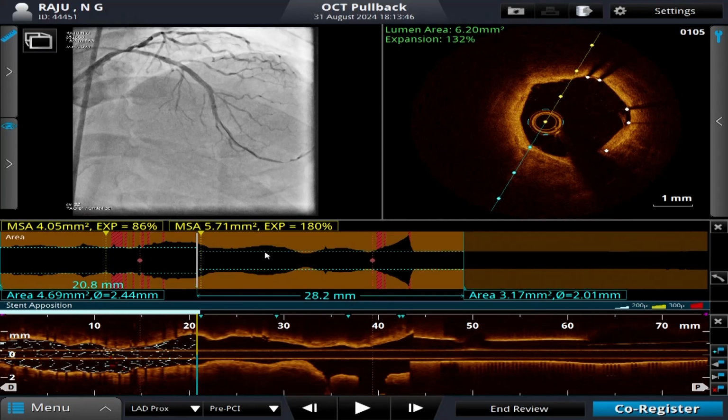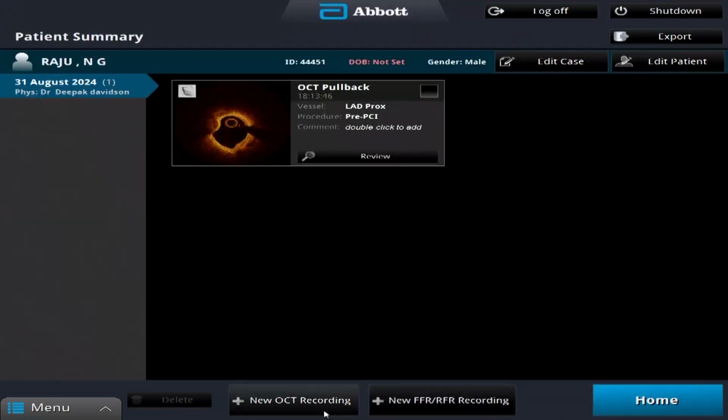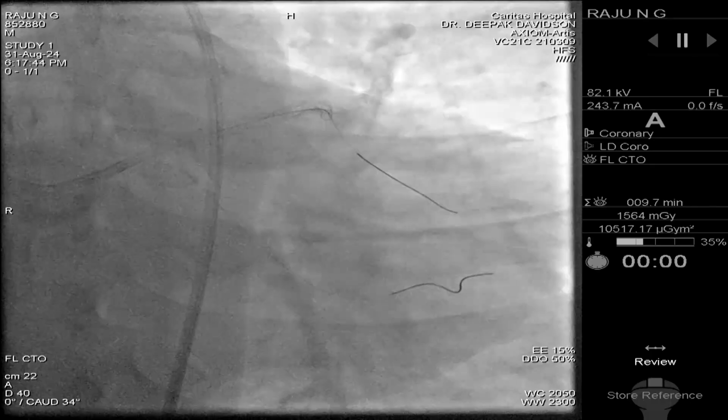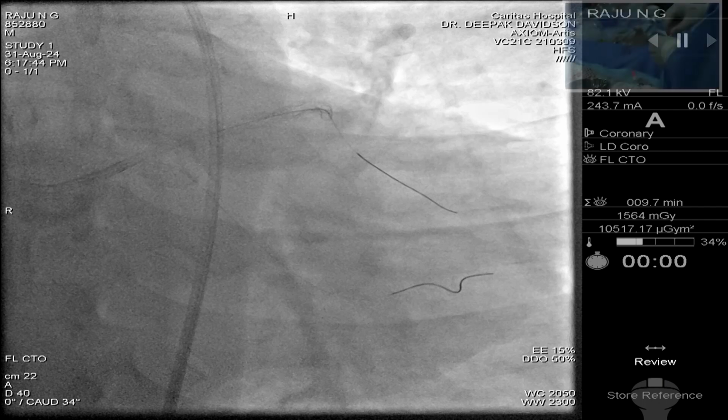So 28 or 30, 33 we'll take, because we are not really seeing the ostium of the LAD. So okay, we'll do a circumflex pullback also and give the OCT catheter, and then we'll dilate with a 3.5 balloon in the LAD and a 3 balloon in the circumflex. 3.5 and 3.25 in the LAD and 3 in the circumflex, and then a stent 3 into 23 to the circumflex.